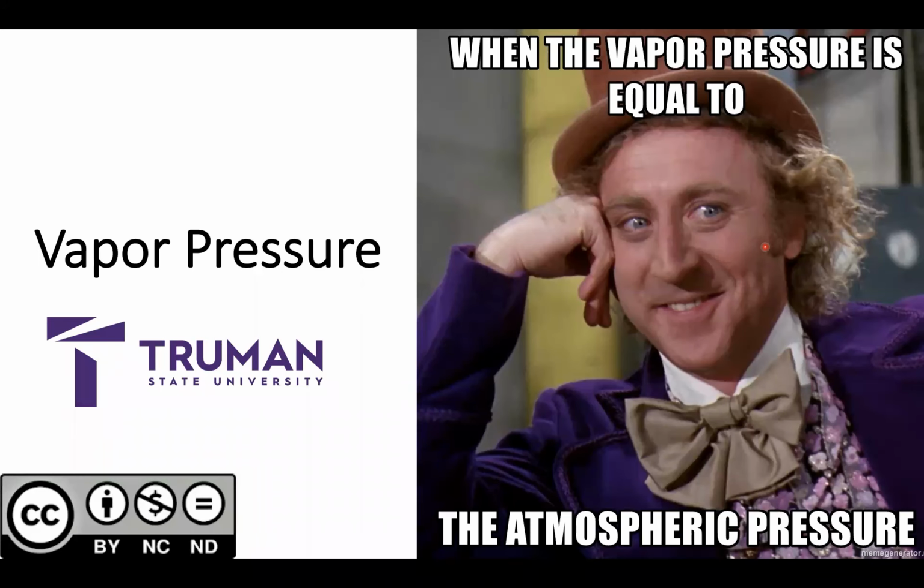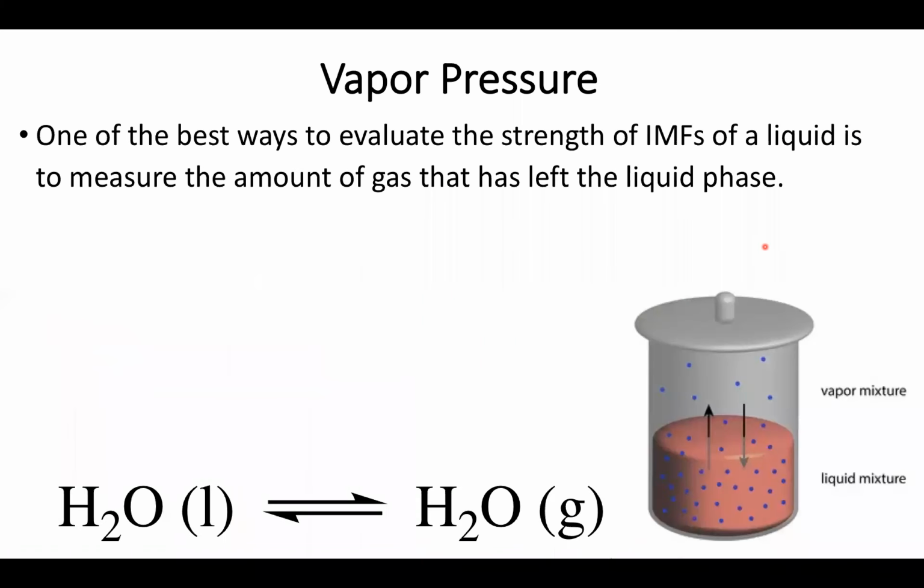So today we're going to be focusing in on vapor pressure. And one of the reasons why we're doing this is that it turns out that by measuring the amount of gas that is left a liquid, we can evaluate the strength of the IMFs. Because remember, in the vapor phase, we have no IMFs. In the liquid phase, we have lots of connections in between the molecules. So by breaking these IMFs, going from liquid to gas, and figuring out how easy it is to do, we can evaluate a lot about the properties of a material.